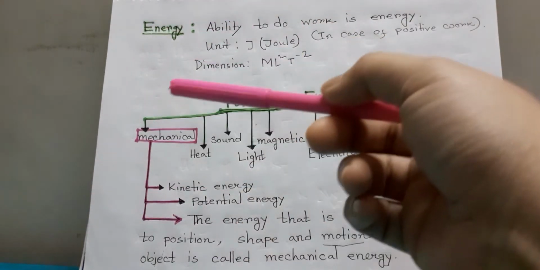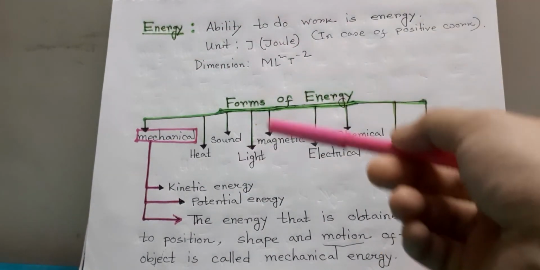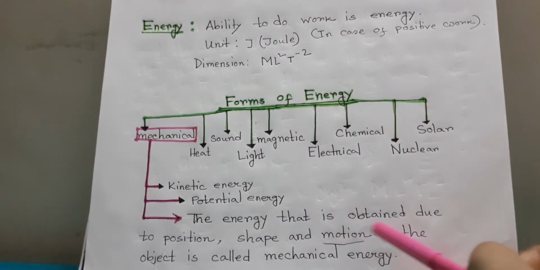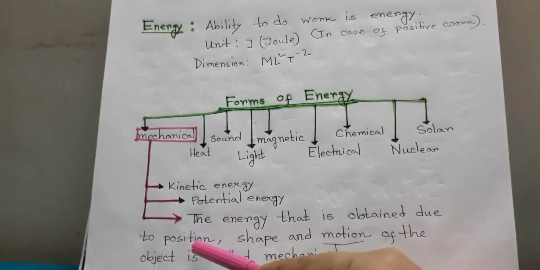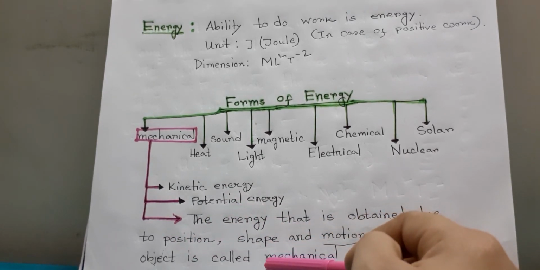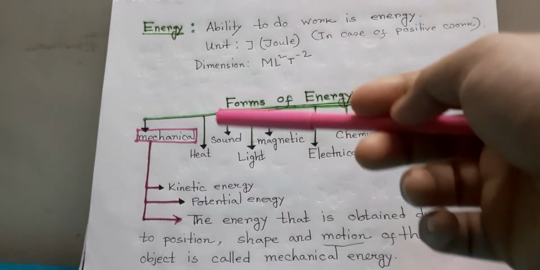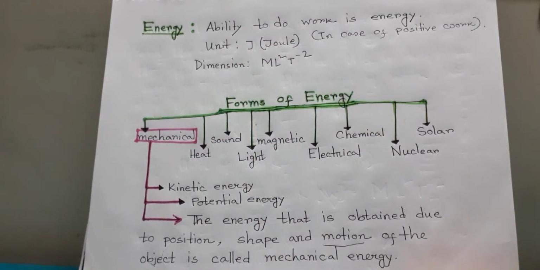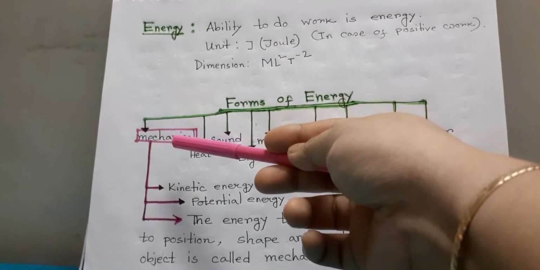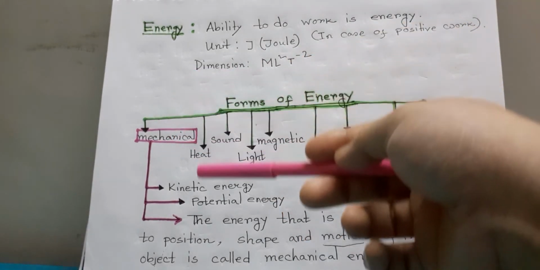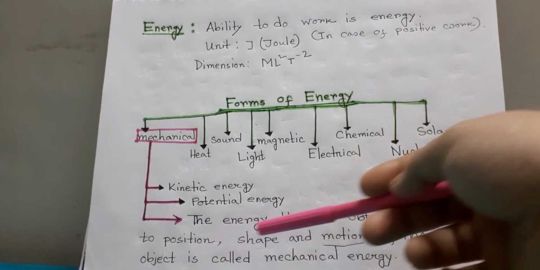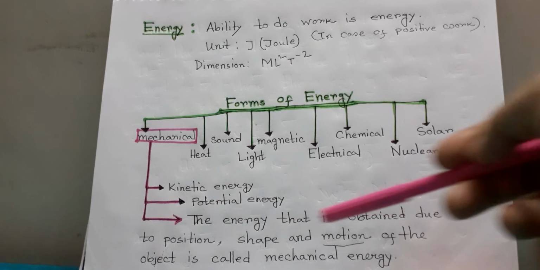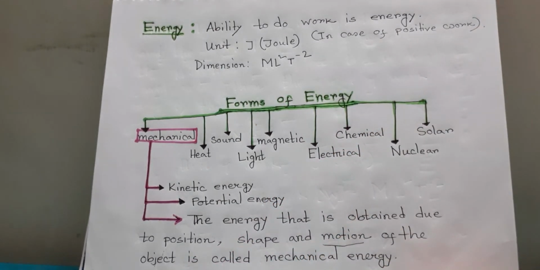Now I am repeating. Kinetic energy is obtained due to the motion of the object, and potential energy is obtained due to the position and shape of the object. So it is very clear that kinetic energy and potential energy are two forms of mechanical energy, and mechanical energy is the energy that is obtained due to the position, shape and motion of the object.